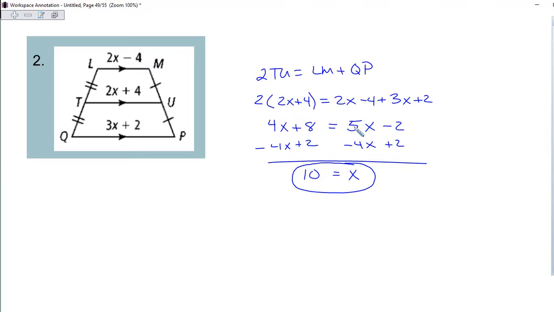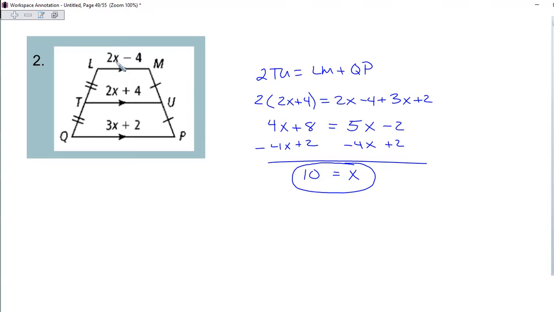Combine our like terms on the right. 2x and 3x give us 5x, negative 4 and a positive 2 gives us negative 2. Solve for x by subtracting 4x from both sides and adding 2 to both sides. It gives us that x equals 10. You can always go back and plug it in to make sure.